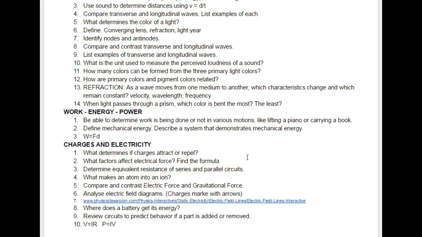Number 11, how many colors can be formed from the 3 primary light colors? You should have discovered that all of them can be made from these 3 colors. This is why televisions and even your cell phone screen only have red, green, and blue light.